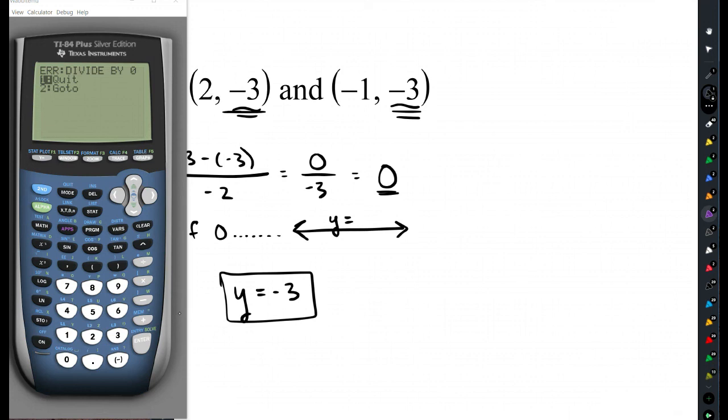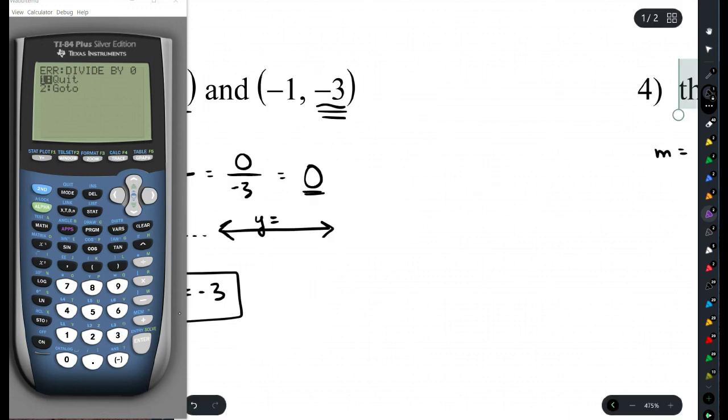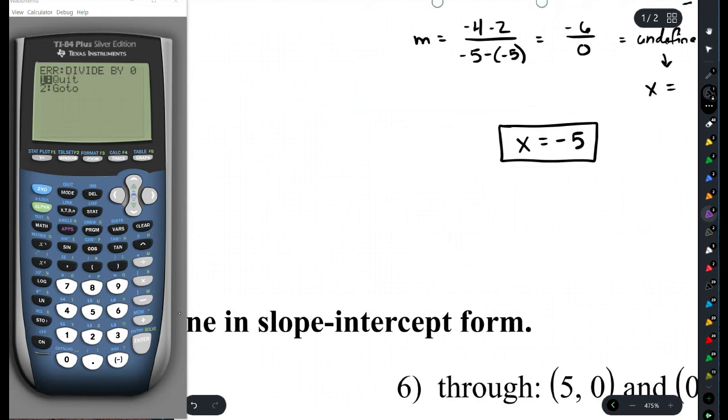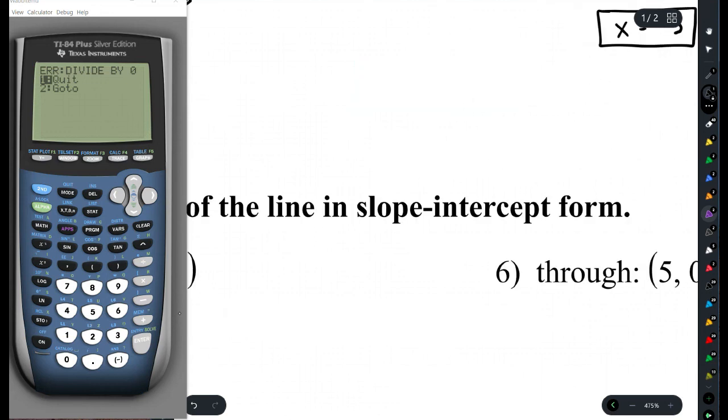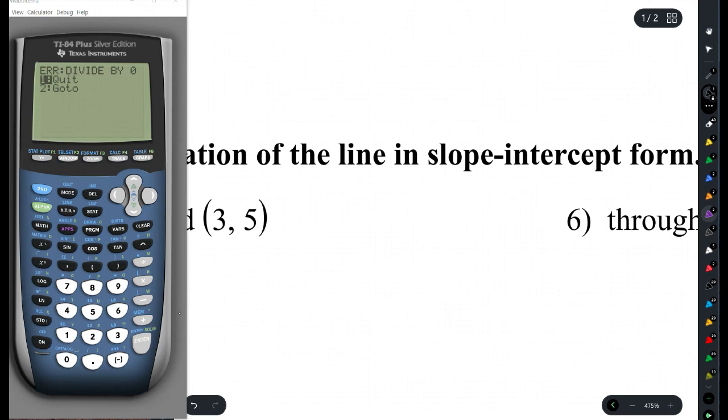So great job, guys. I know that's a lot of work for some of those problems, but I believe in you. Try out those problems. There's some multiple choice on the back too, and great job.